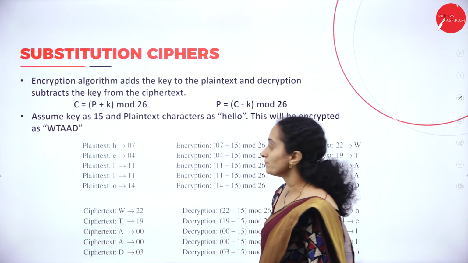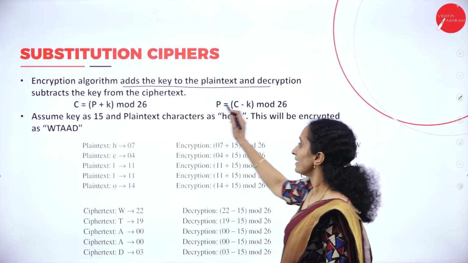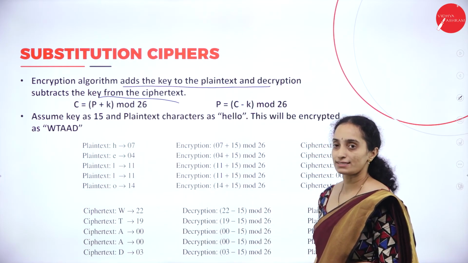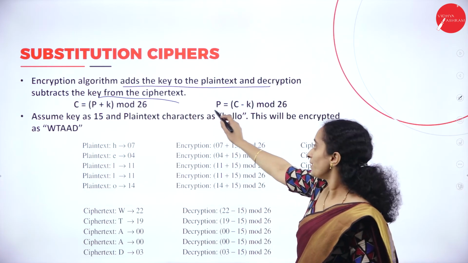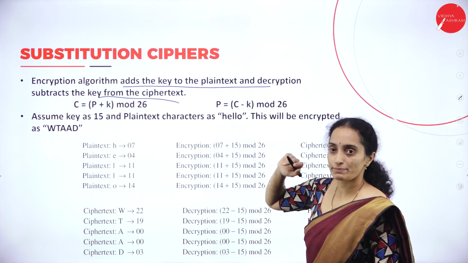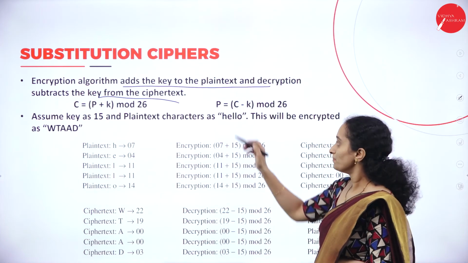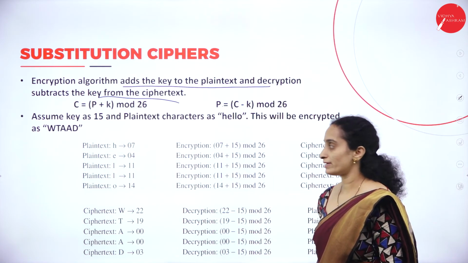The encryption algorithm adds the key to the plain text and decryption subtracts the key from the cipher text. Encryption is C equals P plus K mod 26. Decryption is P equals C minus K mod 26.